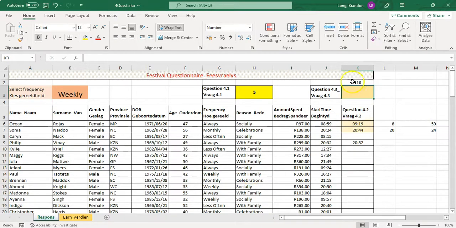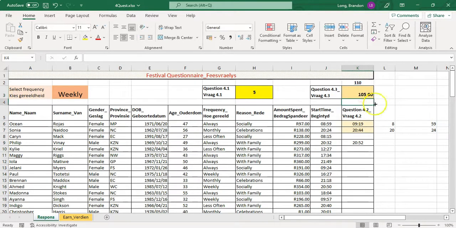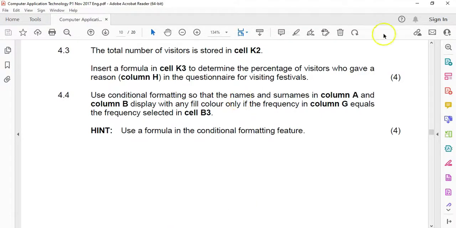So we are in there. K2 is the number of visitors there are. We want to work out what percentage of people gave a reason. We know how many people did not give a reason, and we know how many people there are in total. So if I take that minus 5, that will tell me how many people did give a reason. So equals that minus that will tell me exactly how many people did give a reason, but we want to work out the percentage of people that gave that.